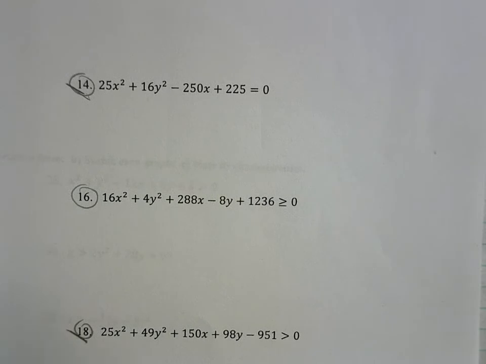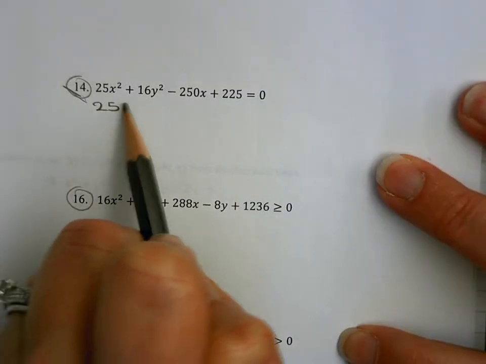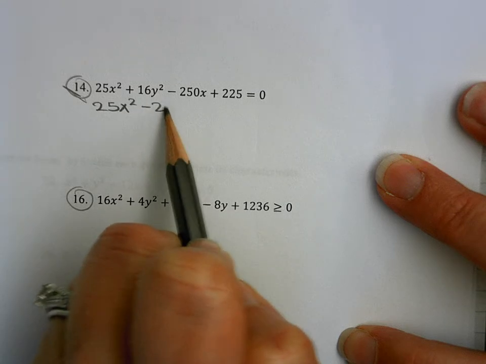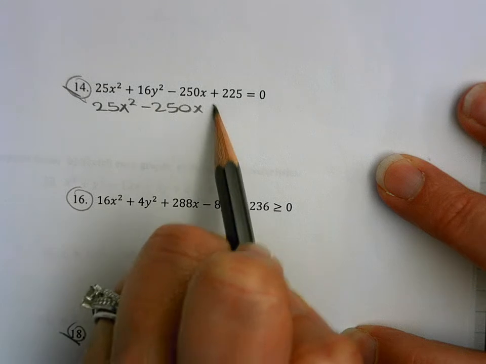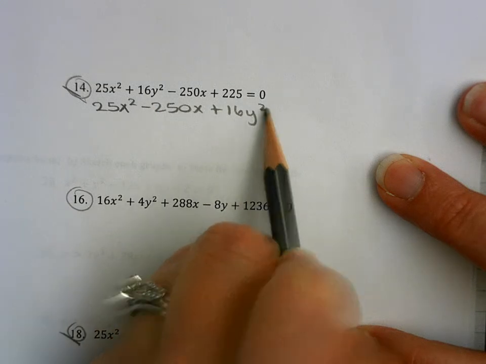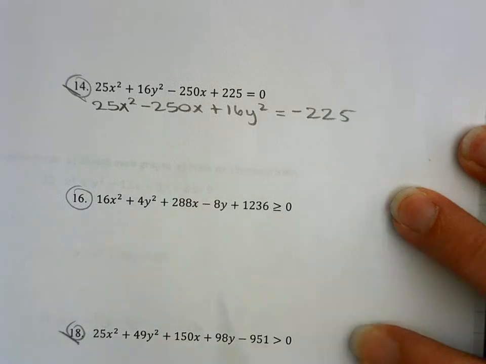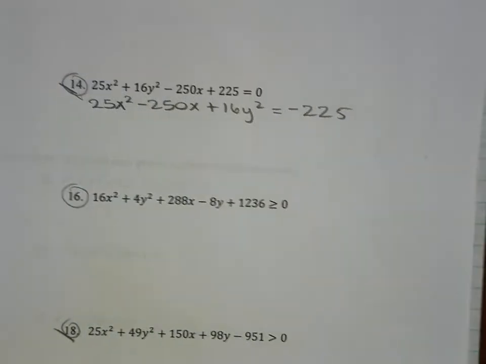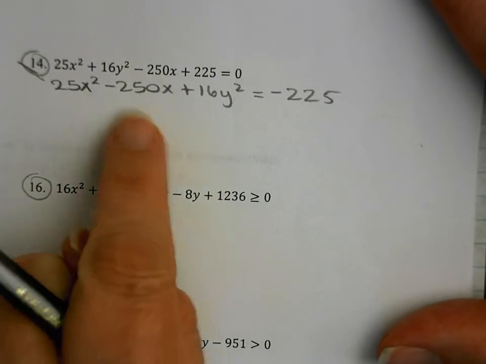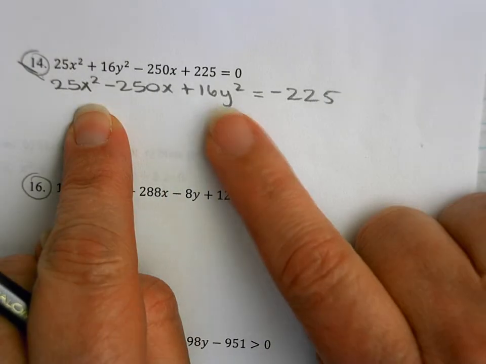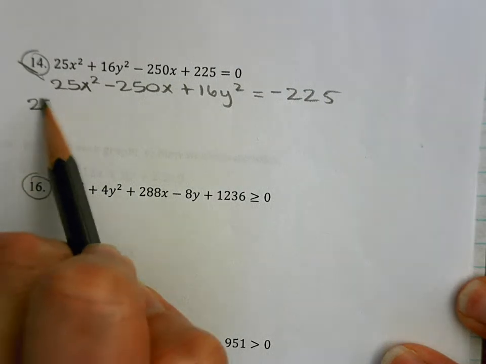So the first thing I'm going to do is rearrange. I'm going to group my x terms together, and I only have one y term, so that's just going to go at the end here. Then I'm going to subtract the 225 to the other side. Once I do that, I want to factor out my leading coefficient, in this case of just the x terms, because there's no y term with the y squared. So I'm just going to take out a 25 from here.